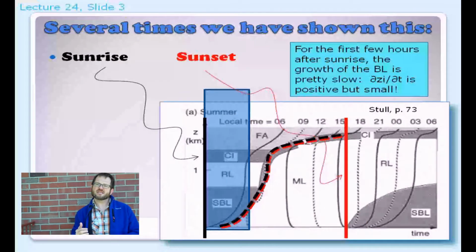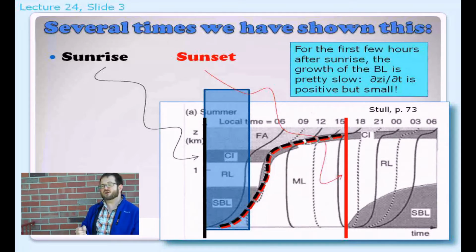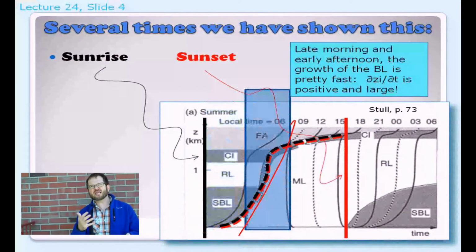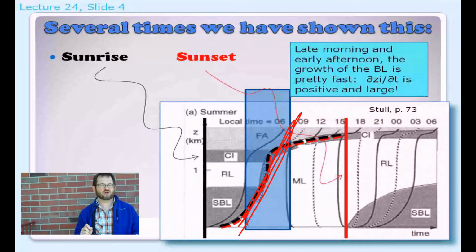And we're interested in ∂Zi/∂t, which would be the evolution of the height of the boundary layer with respect to time. For the first few hours of each day, the height of the boundary layer is growing. ∂Zi/∂t is positive, but the rate of growth is fairly slow, so we get very gentle growth. But a few hours later, late morning, early afternoon, the boundary layer height is increasing very rapidly with respect to time. ∂Zi/∂t is not only positive, but large.